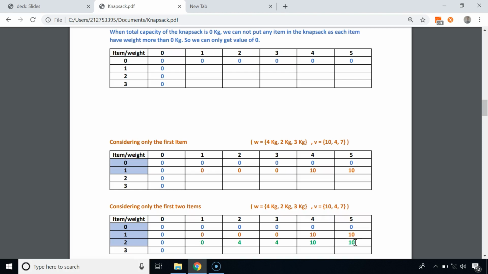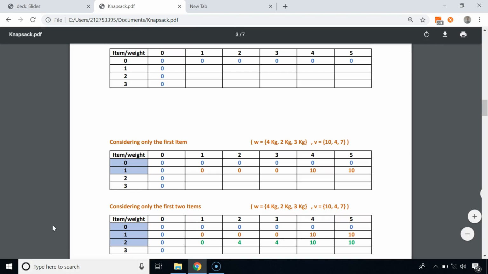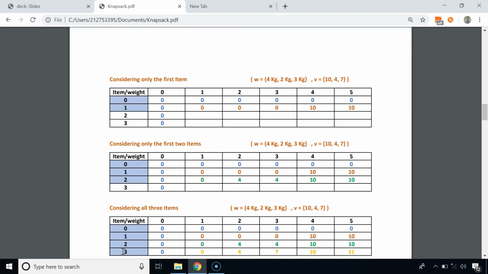Now we are getting closer to our actual problem, which is this one. So given the 3 items and the knapsack capacity is 5, what is the maximum value that we can get? Now let's see what will be the values when we consider all three items. So the weight of third item is 3 kg and the value is 7. Now when the knapsack capacity is 1, we cannot include any of these three items because each item has weight more than 1. So the maximum value that we can get in this case is 0.